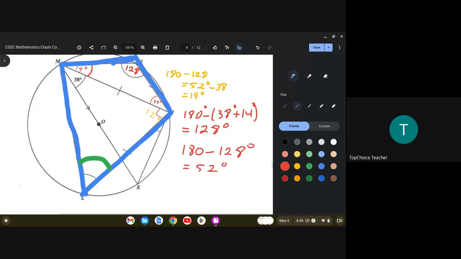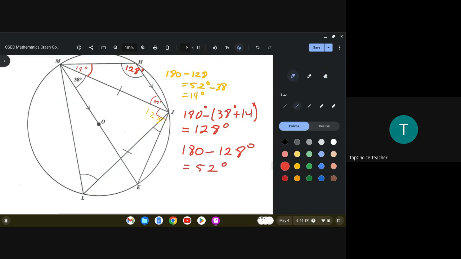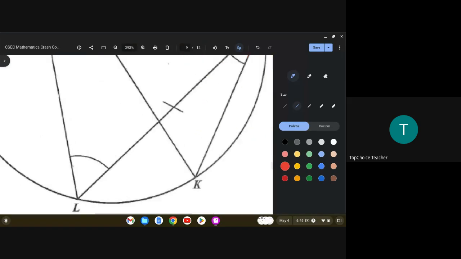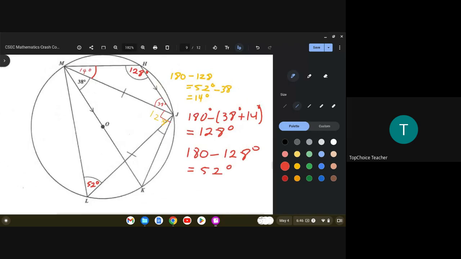52 degrees. So that means we found two of the angles already that we needed to find for this question. This missing angle down here is 52 degrees. All right, so far so good.